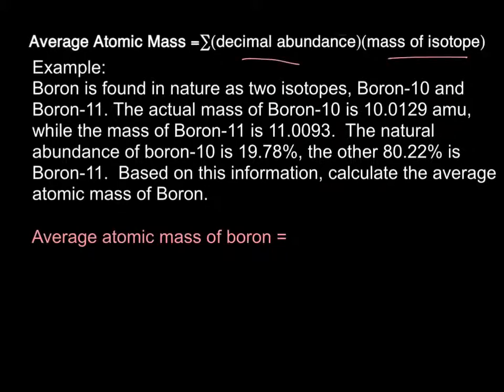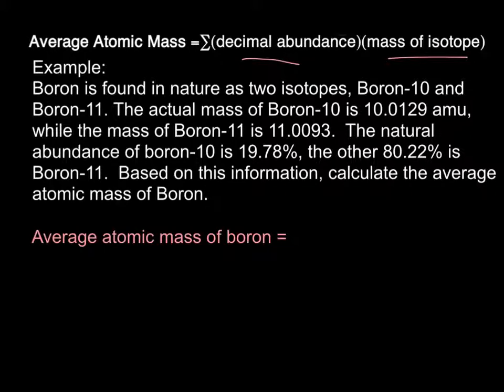Now, the graph on the previous page was actually for boron, and boron is found in nature as two different isotopes, boron-10 and boron-11. Boron-10 actually has a mass of 10.0129 AMU, and the mass of boron-11 is just over 11. The natural abundance for boron-10 is about 20%, and the other 80% is boron-11. And that matches up to the graph that we had on the previous page.